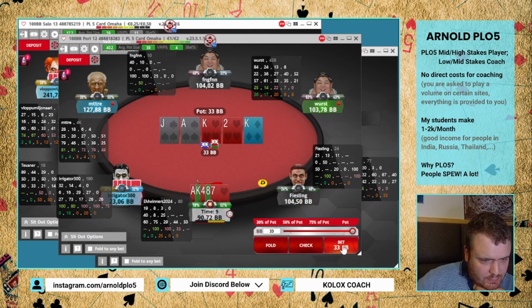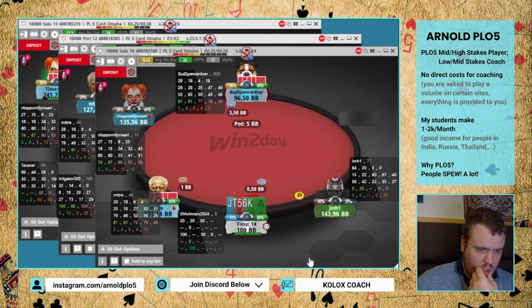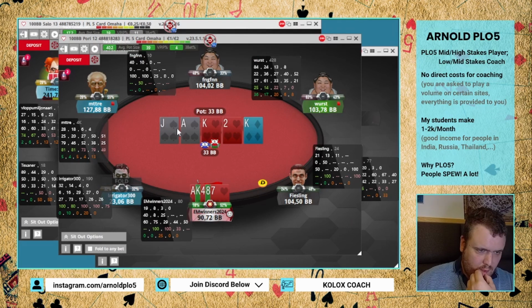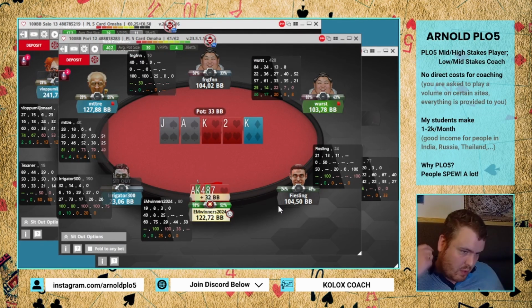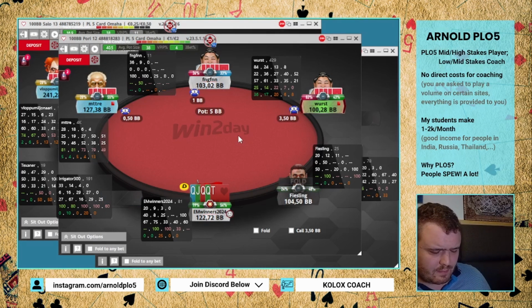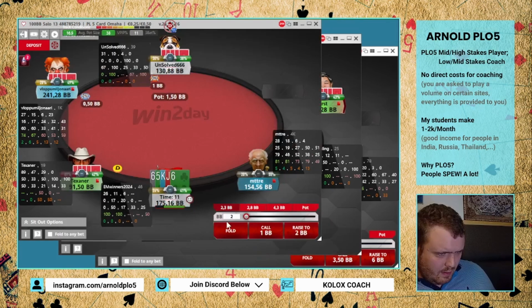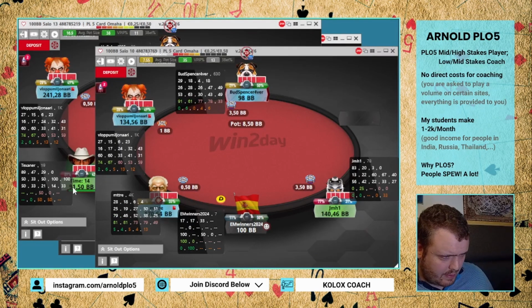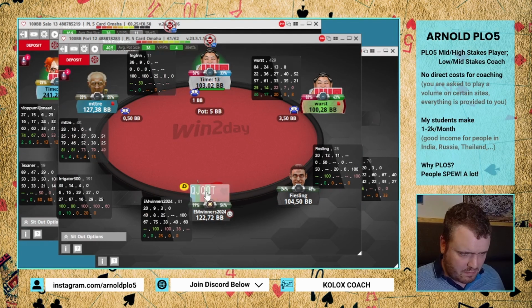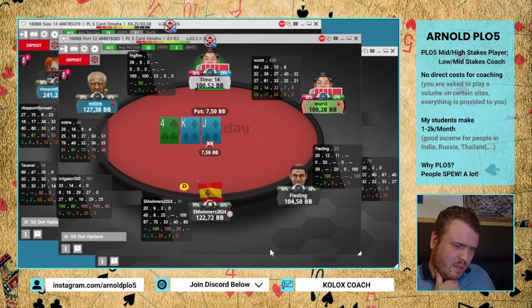Let's see, if he calls here, I could go for the bluff if the jack or the deuce hits. I would have gone for the bluff. So queens, even though the connection is good and it's double suited, I don't think it should be played.